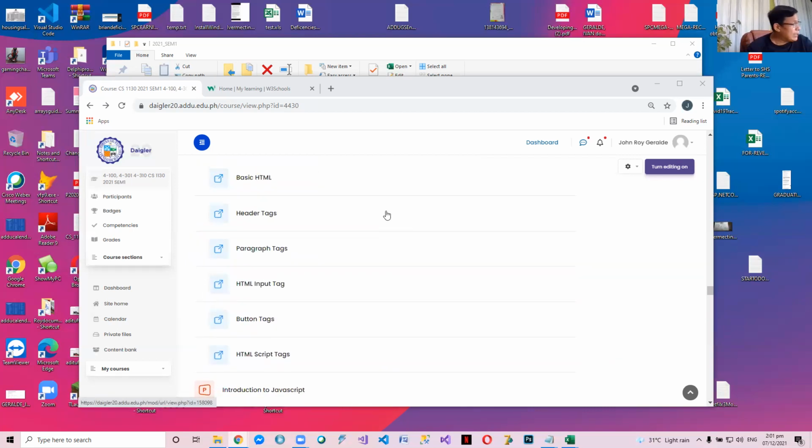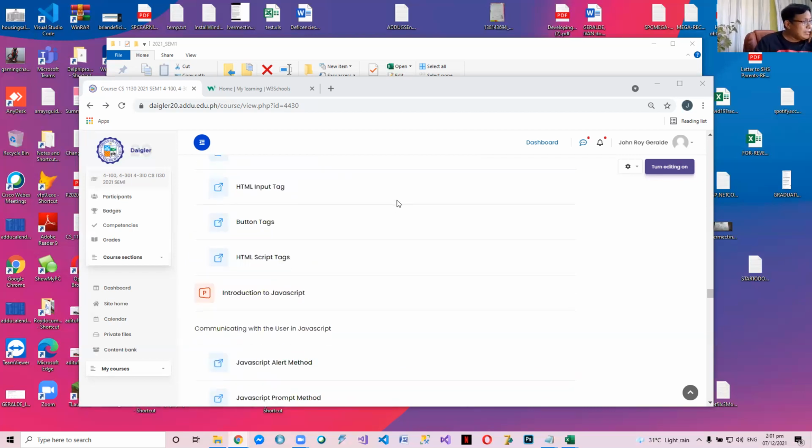I hope we can have styling, Cascading Style Sheets. Have you gone through web development, HTML? Anybody in senior high? Have you all gone through HTML in senior high?